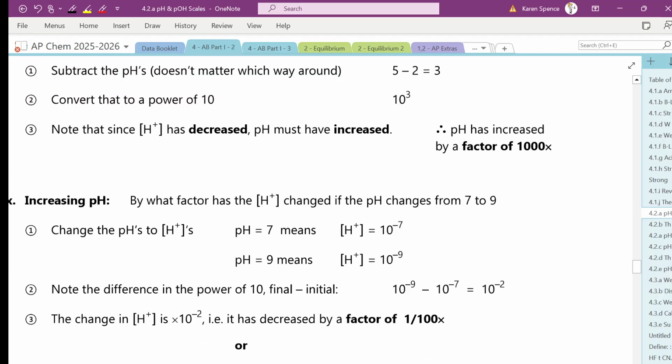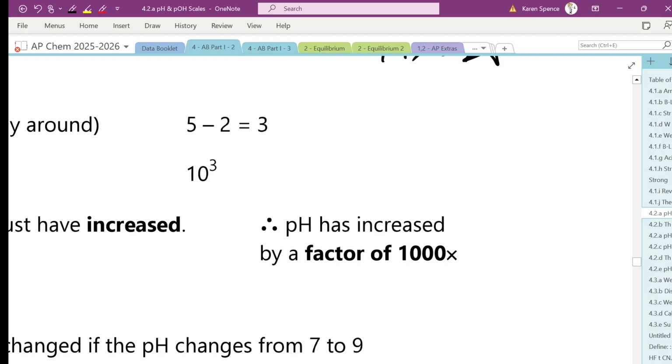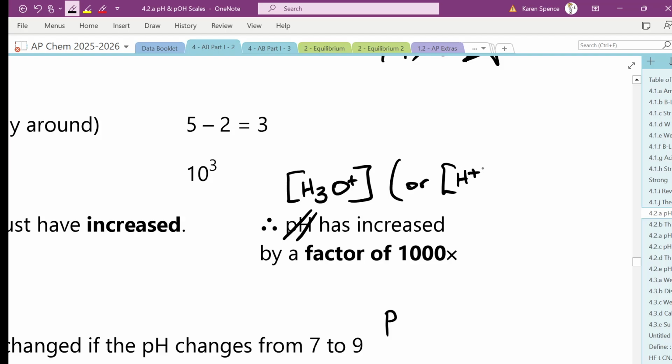All right, what if the pH changes from 7 to 9? And this should say H3O plus. Or H plus.